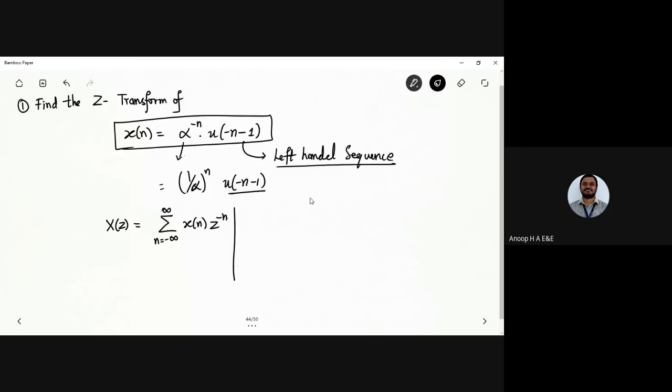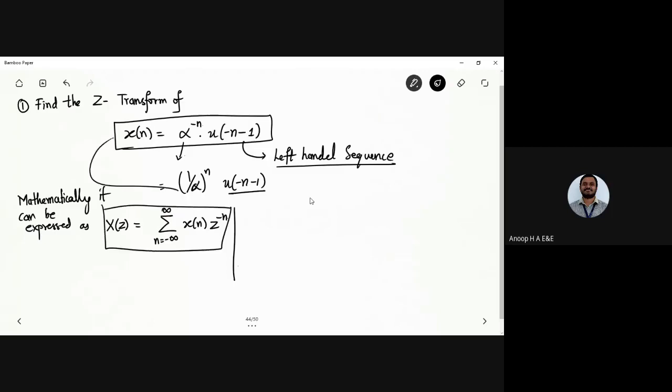Recall the mathematical way in which a z transform can be obtained. I'll write it here. Mathematically it can be expressed as this function over here. So this x of n can be replaced here. I can have sigma n equals minus infinity to plus infinity alpha power minus n u of minus n minus 1 z power minus n.